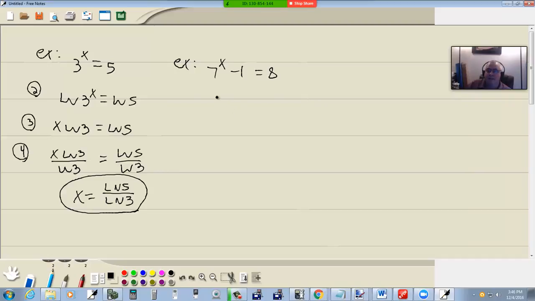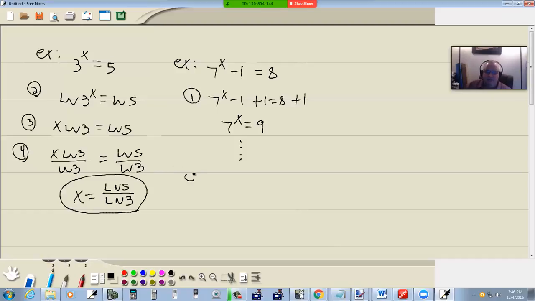To do step 1, we need to get the part with the variable and exponent by itself on one side. So you always do the opposite operation, so you can add 1 to both sides. Then we get 7 to the x is equal to 9. And now this is by itself on the left side. Nothing in front of it, nothing after it. We just have 7 to the power. And then you would continue on.